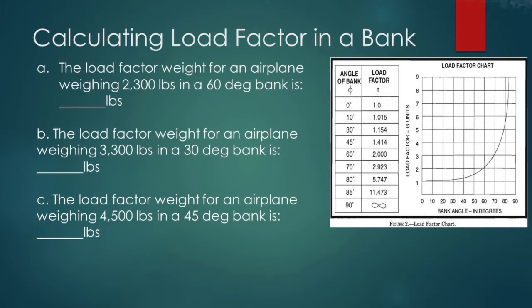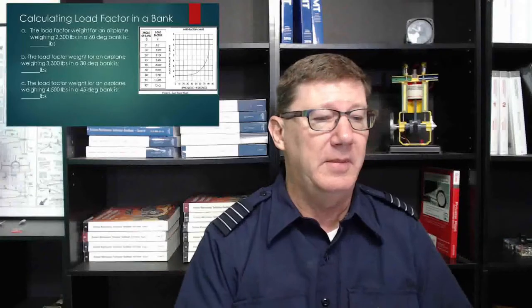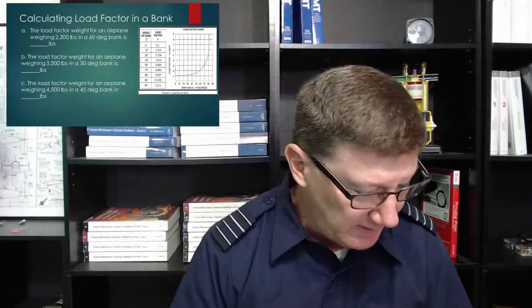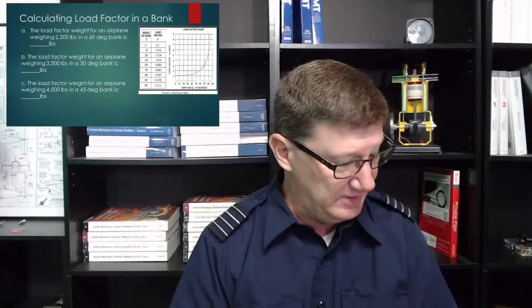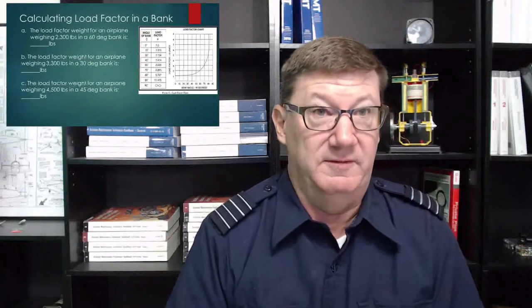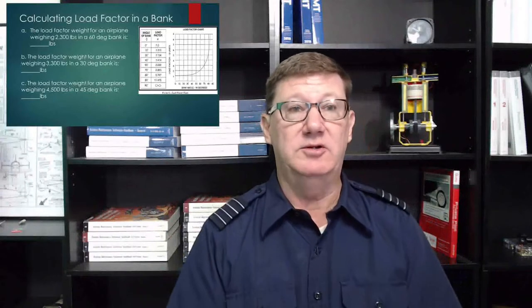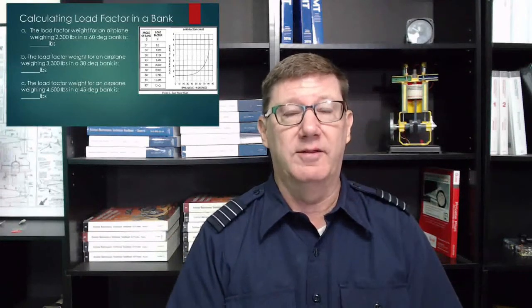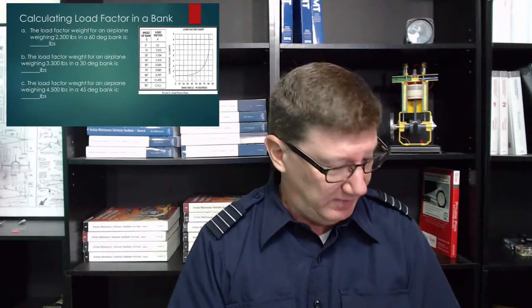Understand, this is not like a chill factor in temperature, where it might be one temperature but it feels like something else because of humidity. The airplane actually weighs 4,600 pounds. If you were able to put a scale under that airplane, it would measure out 4,600 pounds. If you weigh 150 pounds and you're pulling 2 Gs, you really weigh 300 pounds.